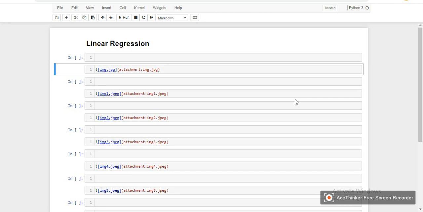In this video, we will discuss linear regression. What is linear regression? Linear regression is one of the most popular supervised machine learning algorithms. Let us have some clear understanding about this with a small example.